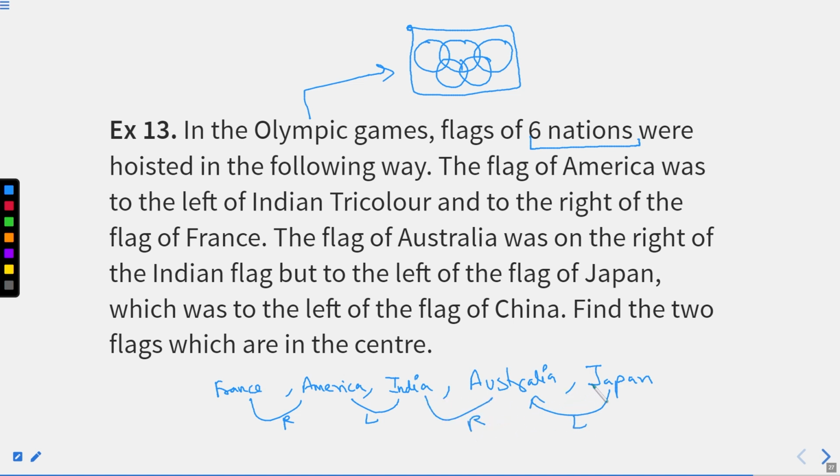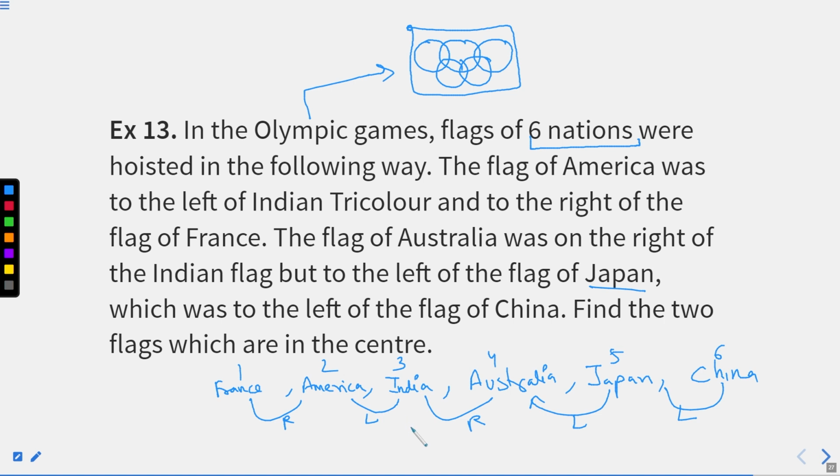That okay? Now, which was the left flag of China? We know that. Which was to the left of China. Okay, they are talking about Japan itself now. Japan's flag is to the left of China. So China will be here, to the left we have Japan, right? So I think we have arranged all 6, right? That is 1, 2, 3, 4, 5 and 6.